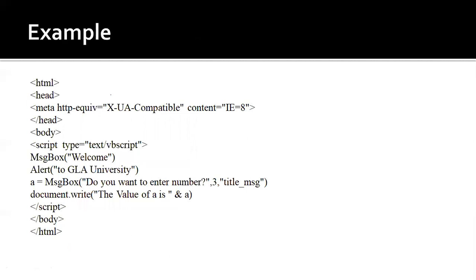Let's see the example of VB script. HTML head section. Then this meta line is used for browser compatibility. As we know, it was supported in the earlier versions of Internet Explorer. Now we have Internet Explorer of version 10 and more latest versions. So you need to make the browser version compatible. So we need to write this statement.